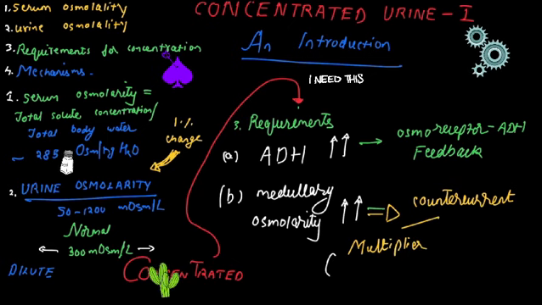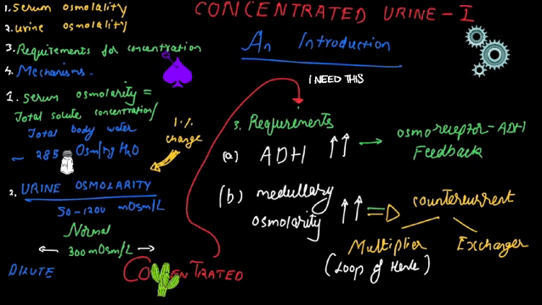And then there is a counter current mechanism, which is multiplier and exchange. Multiplier is contributed by the loop of Henle, and the exchange is contributed by the vasa recta, the special type of capillaries in the medullary nephrons. In addition, there is a role of urea, which is a waste product of the body.